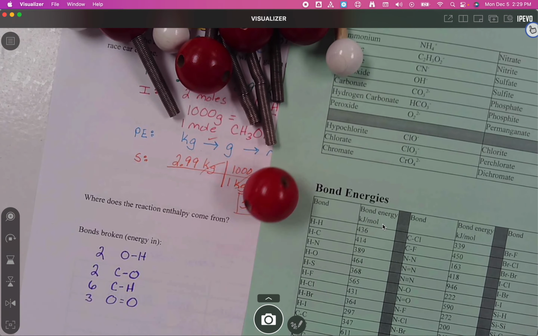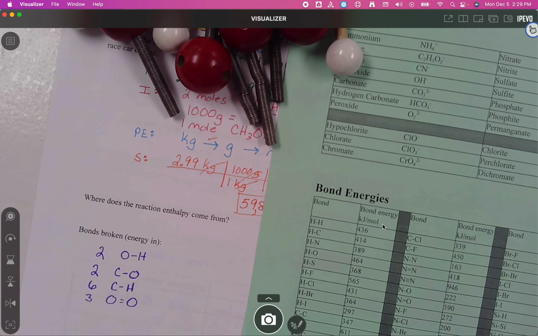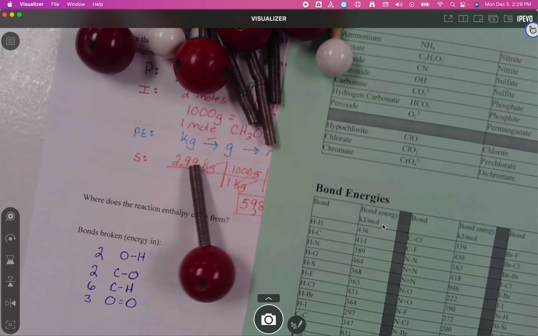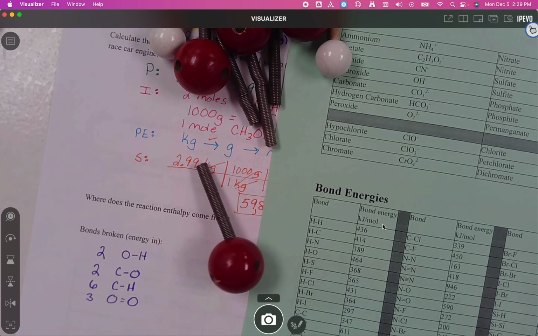On your green resource sheet that I gave you last time, there is a bond energy chart. Things are going everywhere.